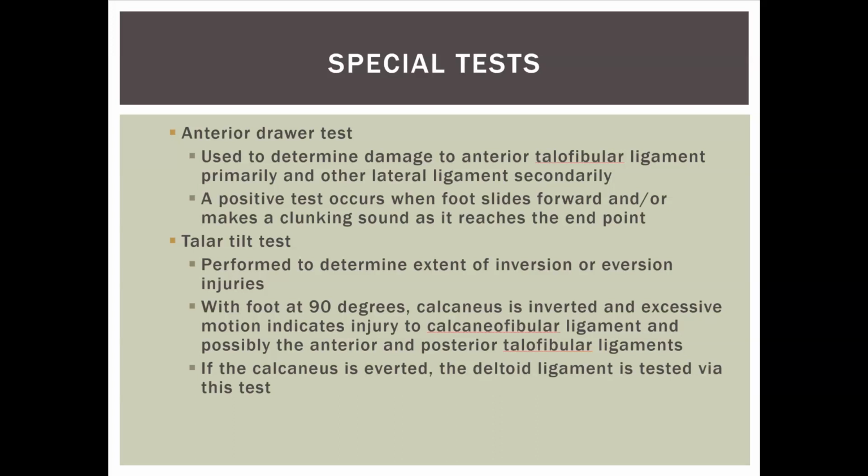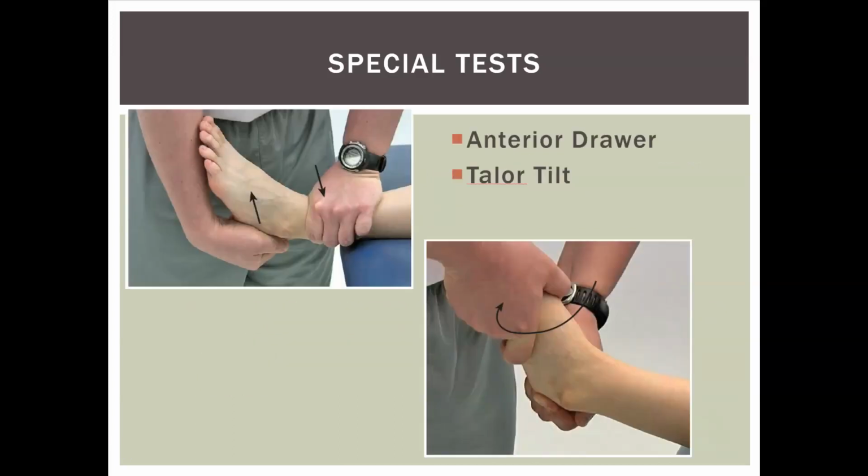Okay, the Taylor test, or the Taylor tilt test. There's two different ones. One, you're moving the foot internally, or inversion, and with that inversion, you're testing the integrity of the lateral ligaments, and then also you're going to do an eversion, and you're testing the integrity of the deltoid ligaments. Both of these are done at 90 degrees. So down here, the bottom right is going to be the Taylor tilt for inversion.